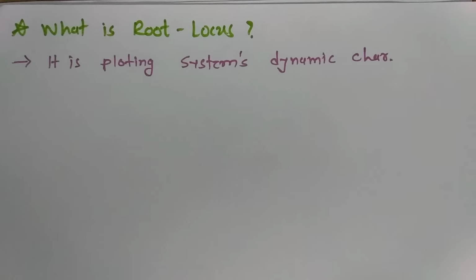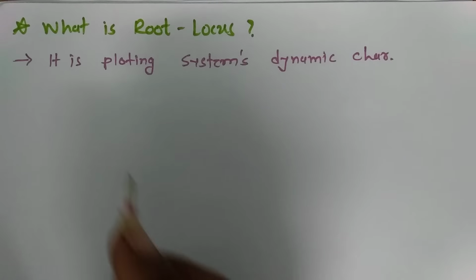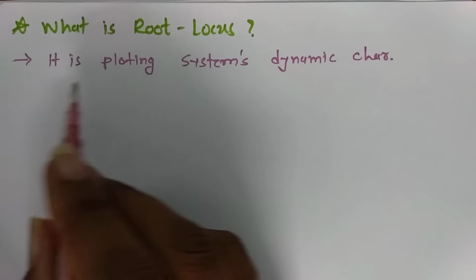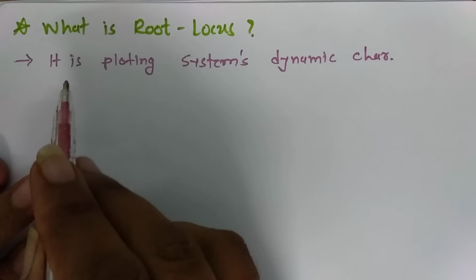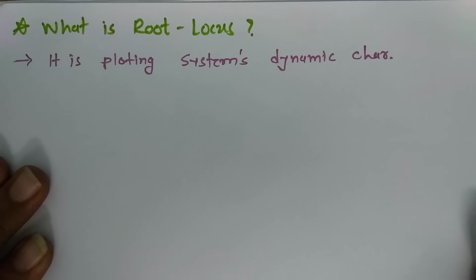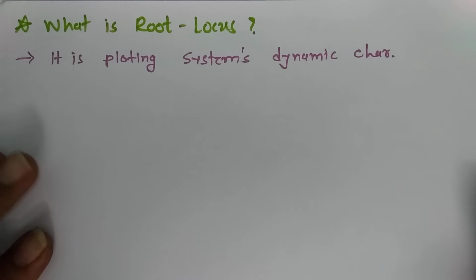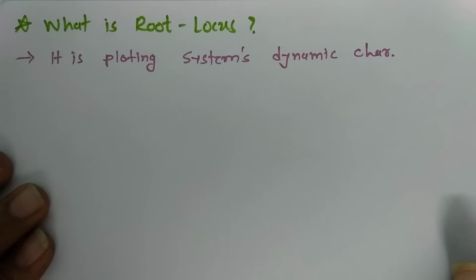In this session, I'll discuss what is root locus and why we plot this root locus diagram. I can justify that by a single statement: it is plotting the system's dynamic characteristics. So what is a system's dynamic characteristic, and how can we plot that on the real and imaginary axis? To answer it, let us have one example.